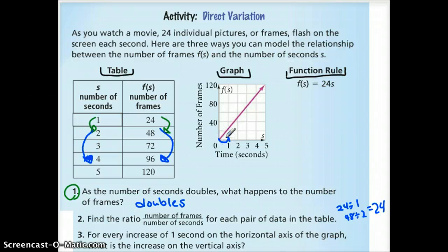And 3, for every increase of 1 second on the horizontal axis of the graph, so every time it goes over by 1, what's the increase in vertical? So if I'm going to see how much it is going up every time it's going over by 1, here we'd have to do a little bit of estimation. But I know because of using my table too that it's going up 24 every time it goes over 1. Okay, so it's going up 24 frames. And I want you to notice that the ratio was 24 for the table and 24 for the graph. And in the function rule, lo and behold, here we still have this 24 multiplying our seconds.